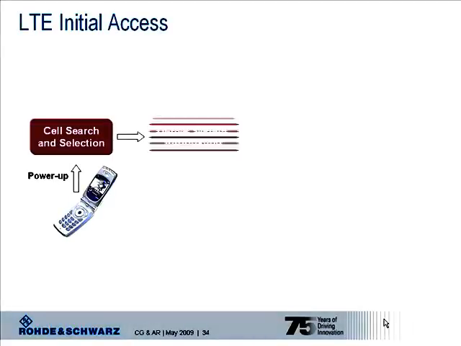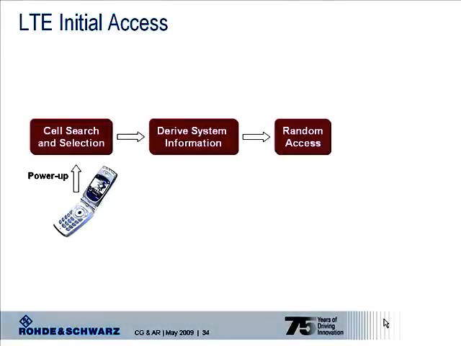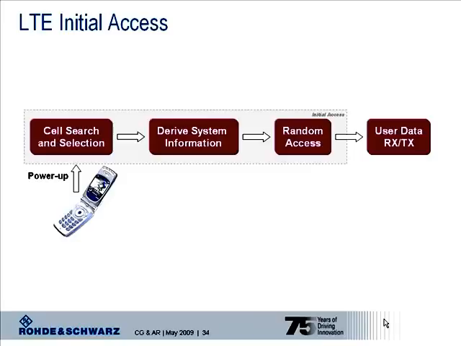Right after powering up the device, the UE will start with the cell search and cell selection procedure, followed by derivation of system information and execution of the random access procedure. This procedure is summarized and known as LTE Initial Access. After the initial access procedure, the terminal is able to receive and transmit its user data.